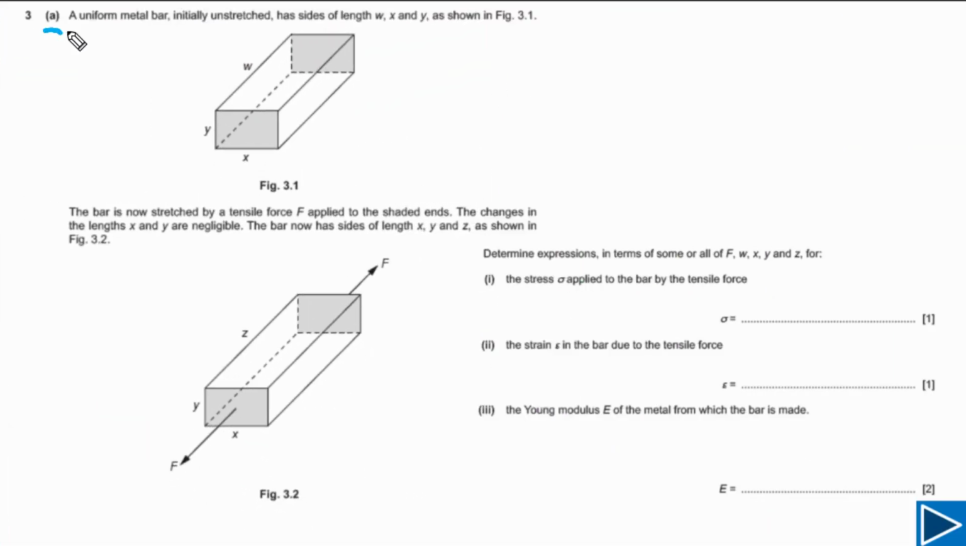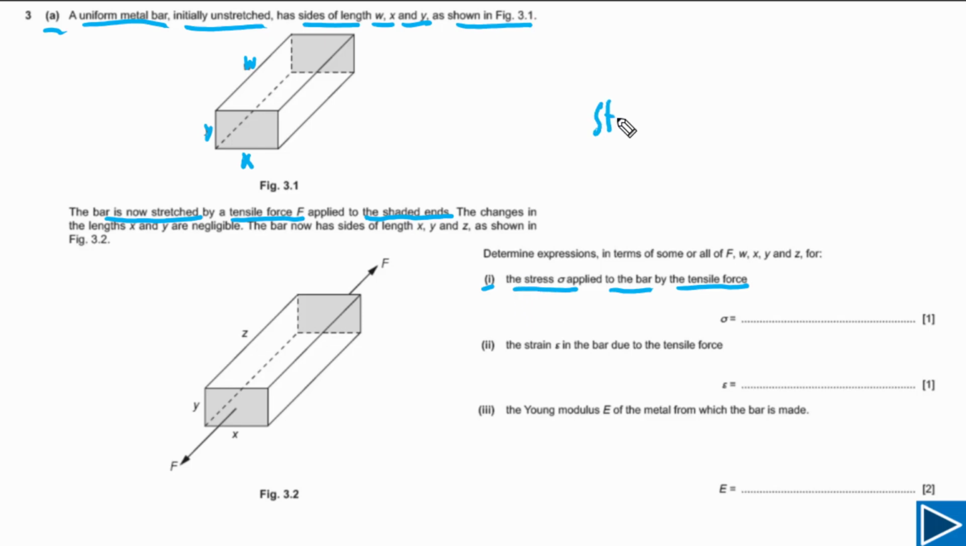For this question, it is given to us a uniform metal bar initially unstretched has sides of length W, X, and Y as shown in figure 3.1. As you can see here, X is this side, Y is this side, and this side is W. It is also given to us the bar is now stretched by a tensile force F applied to the shaded ends. And question A1 is asking us to calculate the stress applied to the bar by the tensile force. Means we need to determine the stress.